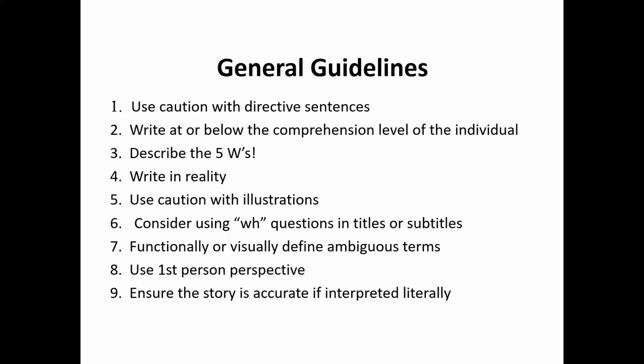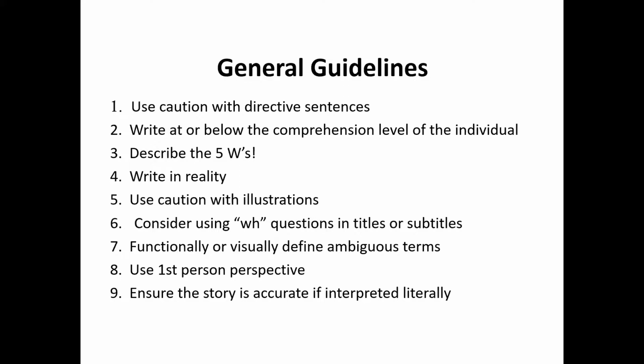Some more guidelines for writing a social story. We should use caution with directive sentences, right at or below the comprehension level of the individual. We want to make sure that they are understanding the story, so making sure that it's at their level. Describe the 5 W's: where, what, why, when. We want to make sure all of that is in there.